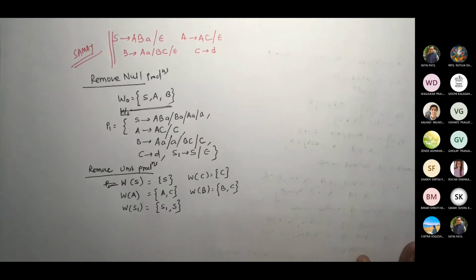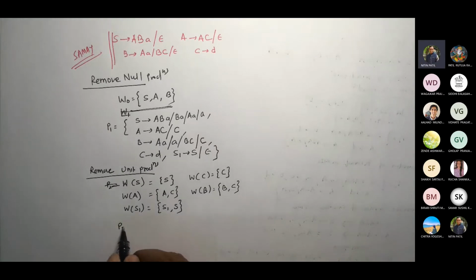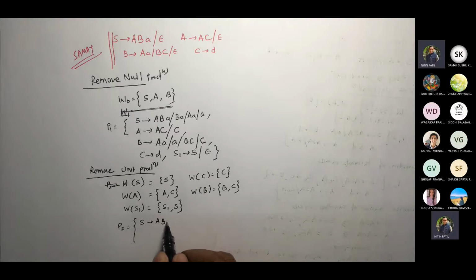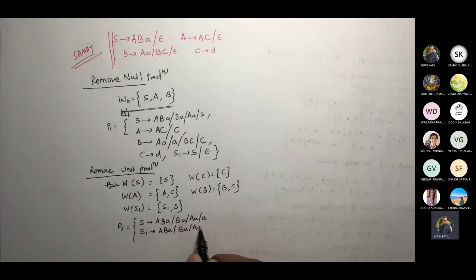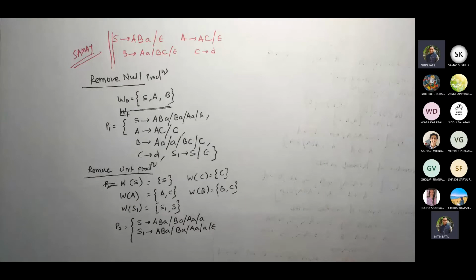Now next, you have to come up with production set P2. So S gives A, B, A, B, A, A. S1 gives, I will add all of this because it is part of it. So S1 gives A, B, A, B, A, and epsilon. Why? Because S1 gives epsilon is there. Correct? Now S1, S is done.